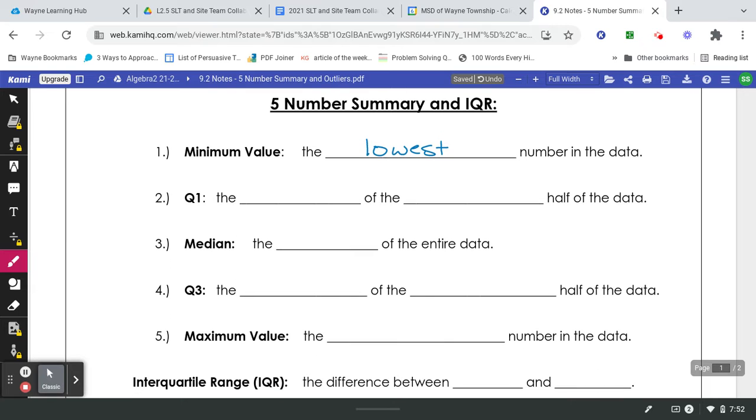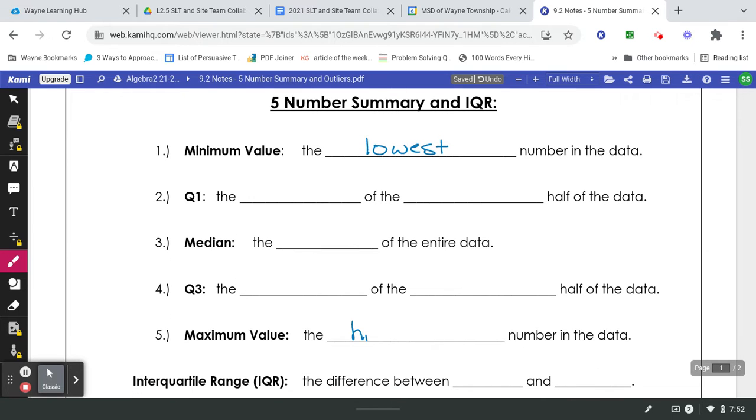And I'm going to skip down here to the maximum value, which is the highest number. And then we've already talked about the median. The median is the middle of the entire data. And then Q1 and Q3 are actually the middle of those halves. So Q1 is the middle of the lower half, and Q3 is the middle of the higher half.